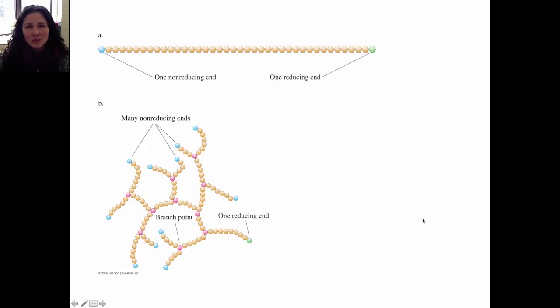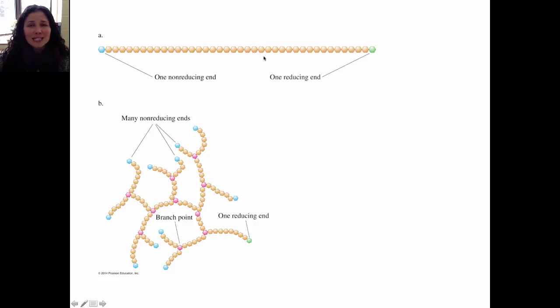Here are some more cartoons from your textbook. And in these cases, the little hexagons are representing the sugar monomers, and they're showing the ends with blue. This is a non-reducing end, and the anomeric carbon would be here, here, here. And then you have 1 reducing end. When you have a very long chain of sugars with only 1 reducing end, the sugar overall is not reducing.